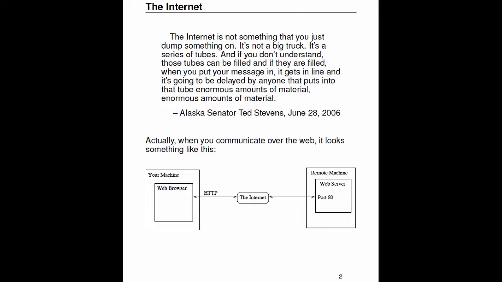Okay, so how do I explain the internet? Well, we'll start with the explanation that former Alaska Senator Ted Stevens gave back in 2006. The internet is not something you just dump something on. It's not a big truck. It's a series of tubes. And if you don't understand, those tubes can be filled. And if they are filled, well, when you put your message in it, it gets in line, and it's going to be delayed by anyone that puts into that tube enormous amounts of material. Enormous amounts of material. Yes, exactly.